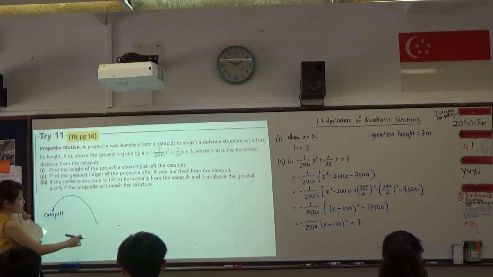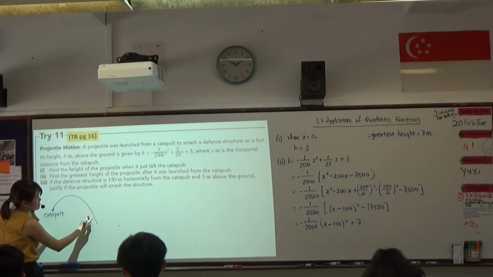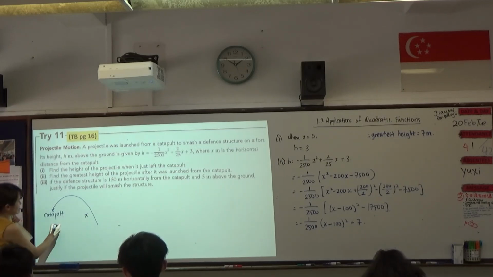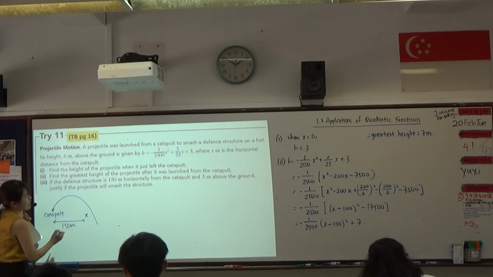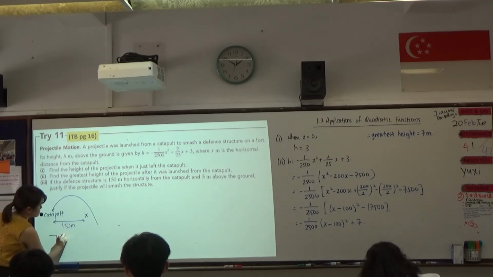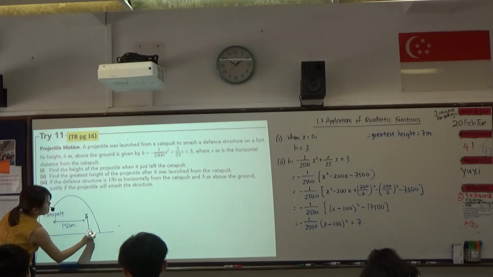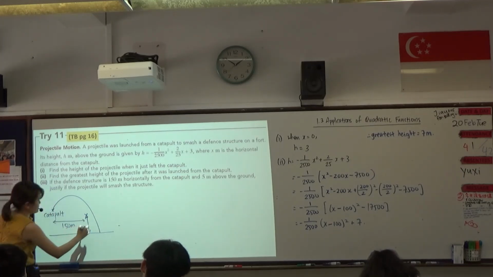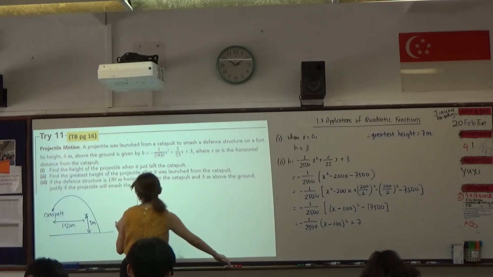Okay, so the defense structure, we take it as a point. I don't know where it is. 150 meters away, and then 5 meters above the ground. So let's say this is the ground. This distance here is taken to be 5 meters. Okay, so this is the defense structure. Let me indicate it for you.